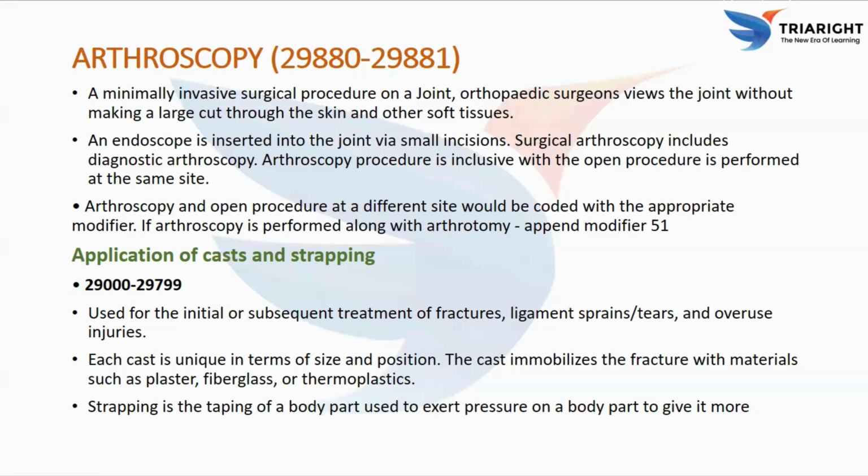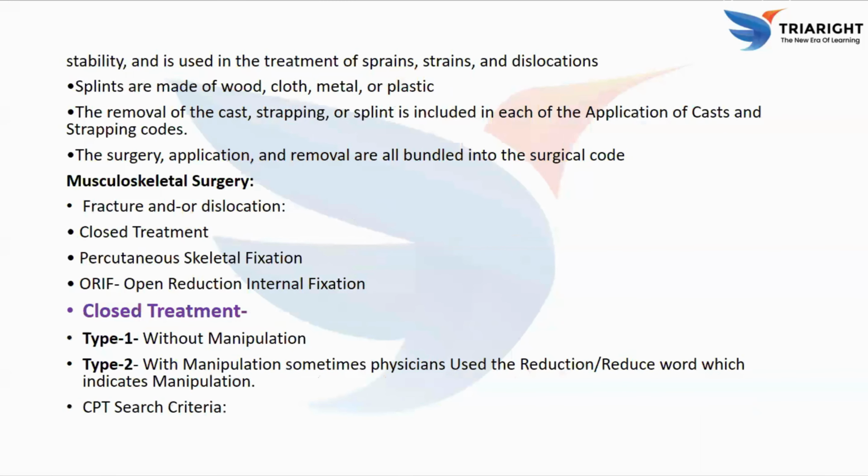What is a very important coding rule here? Cast and strapping codes are not reported when they are part of the fracture care package and the same physician provides global fracture care. They can be reported when the provider is only applying the cast and another physician is managing the fracture care. The purpose of the splint, cast and strapping is to provide stability, immobilization and support. These are commonly used for sprains, strains, dislocations and also fractures, whether temporary or definitive.